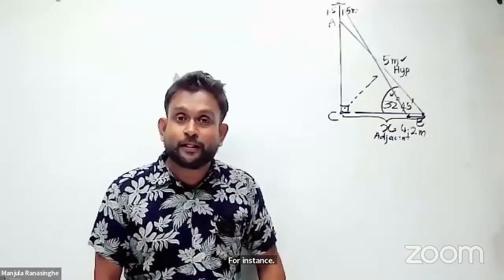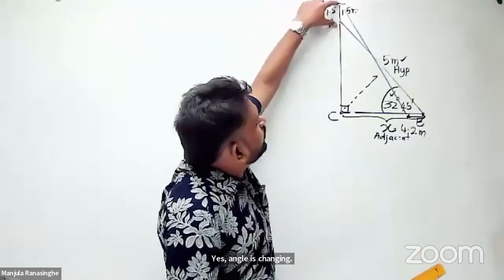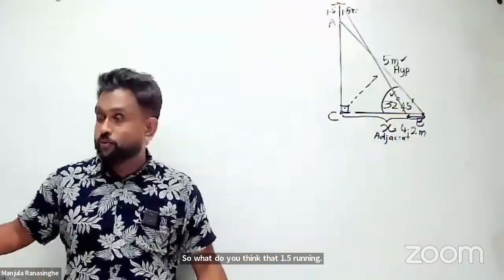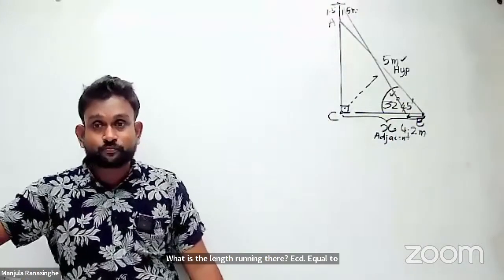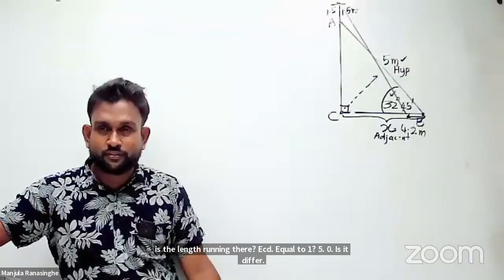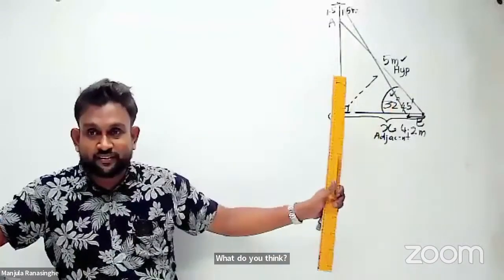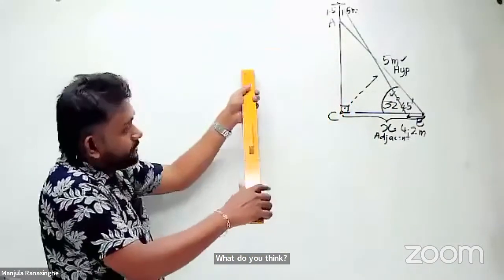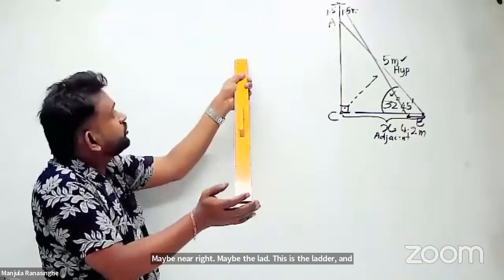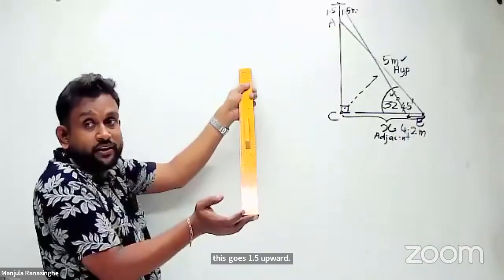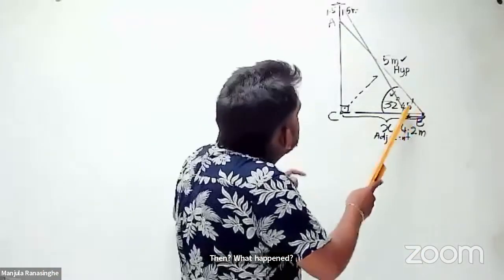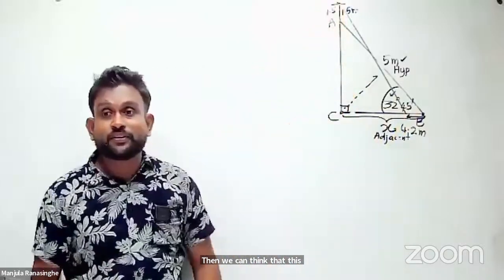Yes, the angle is changing. So what do you think: the length running here, 1.5, is it equal to 1.5 or does it differ? What do you think? Maybe this is the ladder, and this goes 1.5 upward. Then what about here? This is vertically 1.5 upward going. Then we can think that this coming length is also equal to the going length here, right?